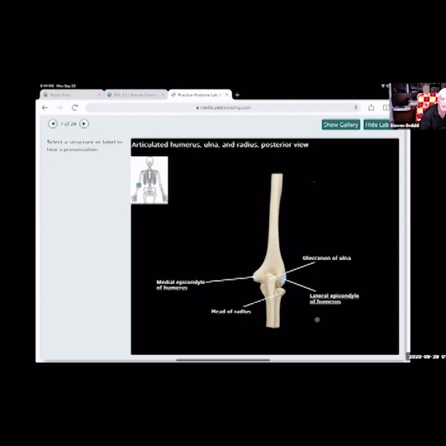Okay, you have the head of the radius. Now the radius fits into the capitulum of the humerus. And you have the olecranon of the ulna as it comes up to the top.